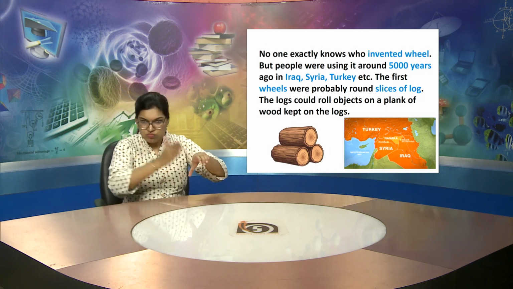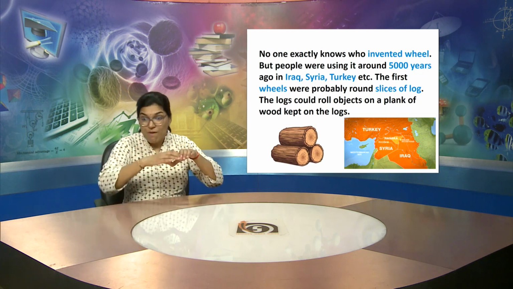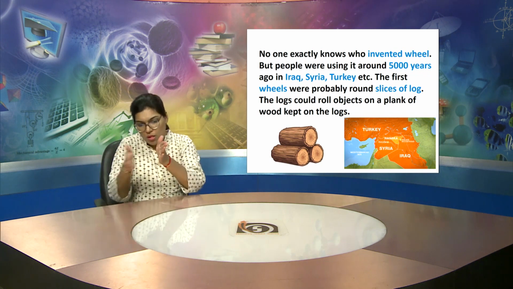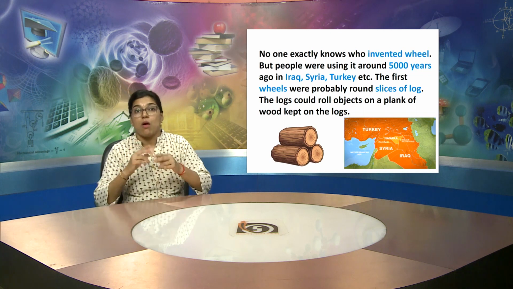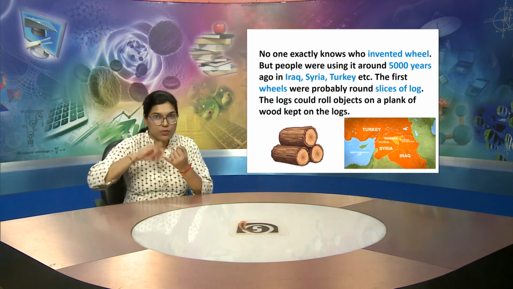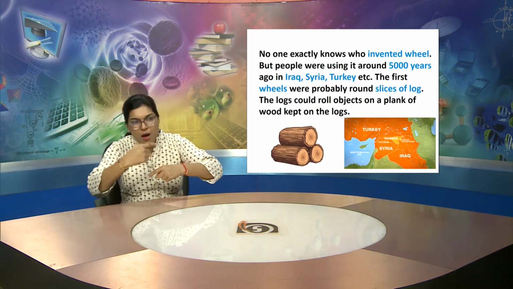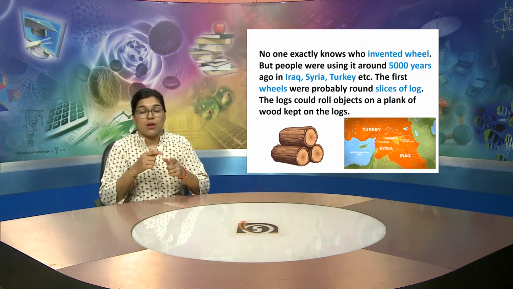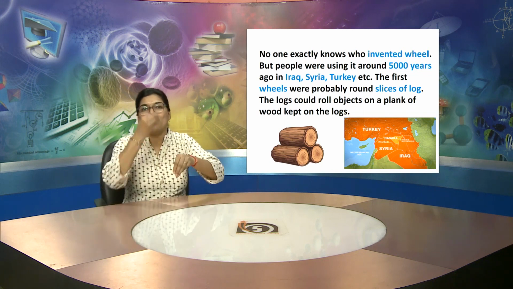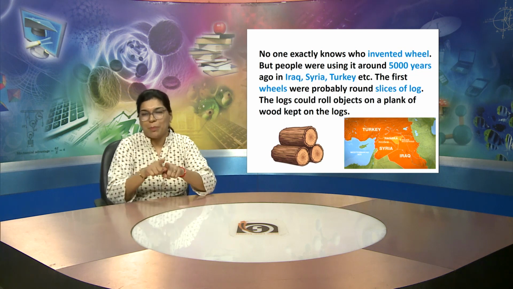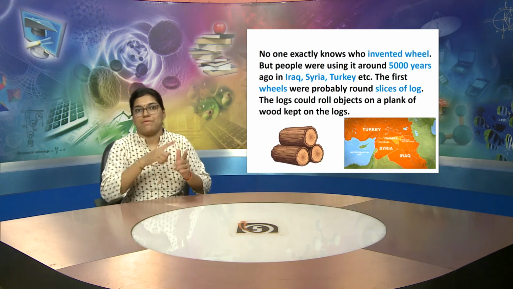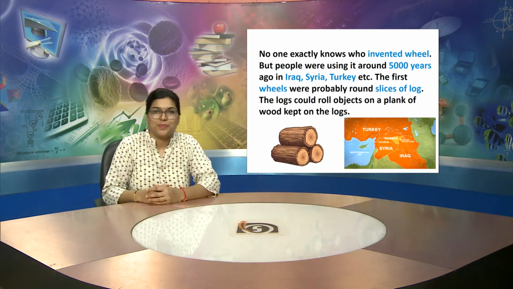And the first wheels were probably round slices of log. You know, the trunk part of the tree, which is taken and then cut into a round shape. So that slice of log was used as a wheel for the first time. And these logs could roll objects on a plank of wood kept on the logs. So that slice of log was used as a wheel to carry things with the help of animals from one place to another in these three countries.